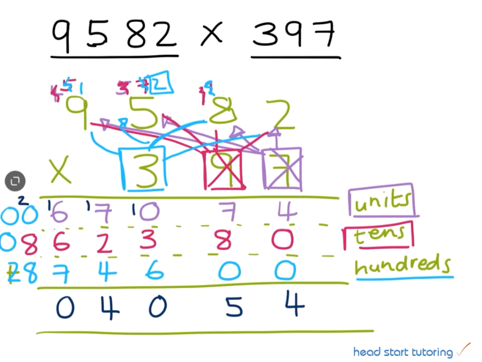Then we've got 8 plus 8, which is equal to 16, plus our 2 is 18. Carry our 1. And then we've got 3. 1 plus 2 is 3. So our answer ends up being very large. We've got 3,804,054.